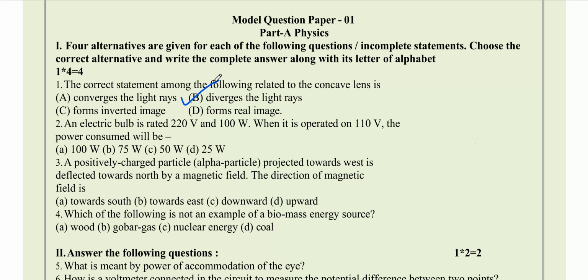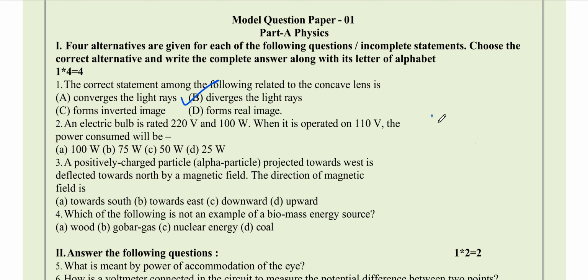Next question. An electric bulb is rated 220 volt and 100 watt. When it is operated on 110 volt, what is the power consumed? How? Observe here, I will show you the technique. Here I am not using any formula. Understood? Without using formula, I am trying to find the solution here.